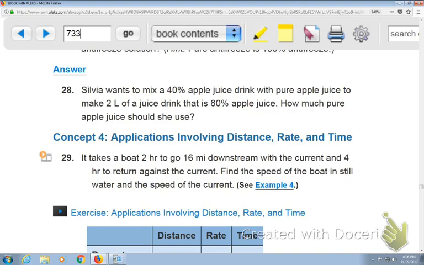Let's look at number 28. Apple juice, we can drink that. Sylvia wants to mix a 40% apple juice drink with pure apple juice to make 2 liters of a juice drink that is 80% apple juice. How much pure apple juice should she use? Now this is going to be one of those that's actually so easy it's hard because of the word pure apple juice. So I'm going to set it up.